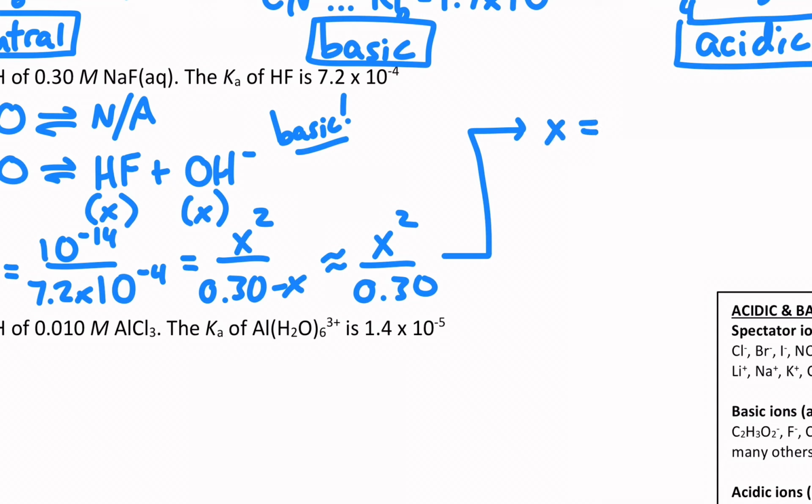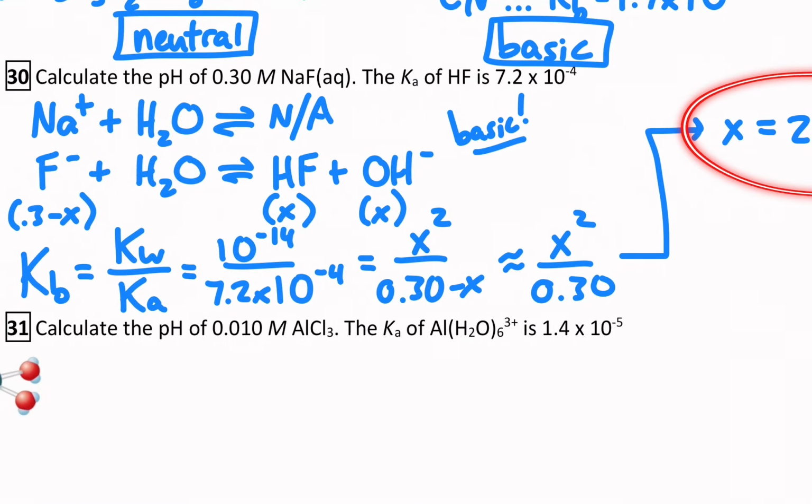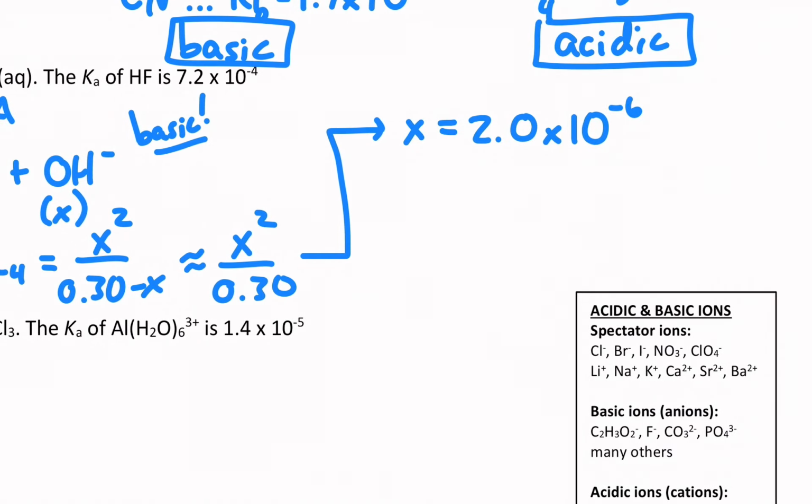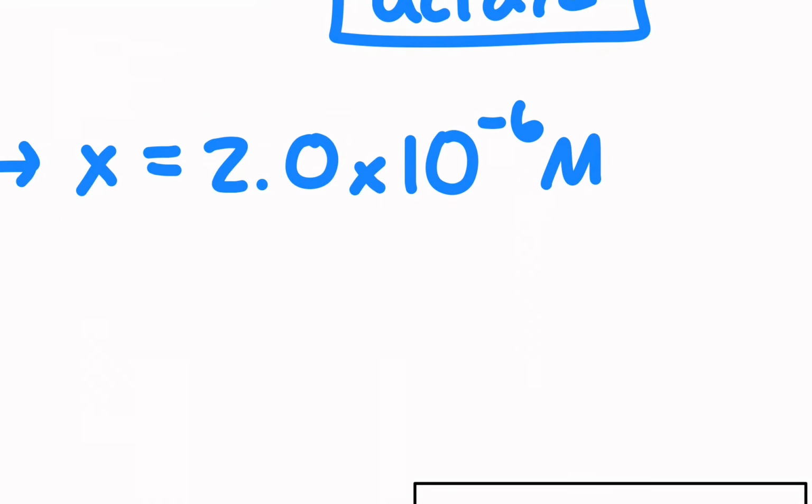You solve for x after rearranging. You get 2.0 times 10 to the negative 6. And I'm going to remind myself at this point what x is. X is an abbreviation for hydroxide. It's a Kb value, so I always like to write that at this point. That's my molarity of hydroxide.